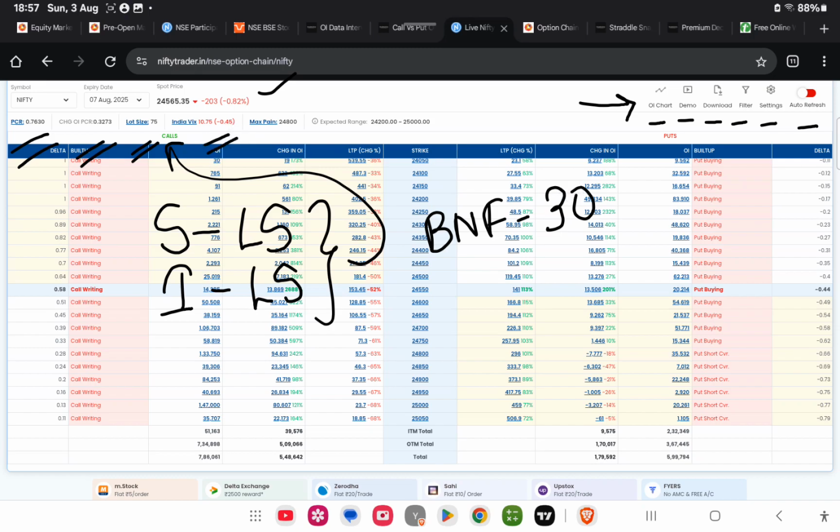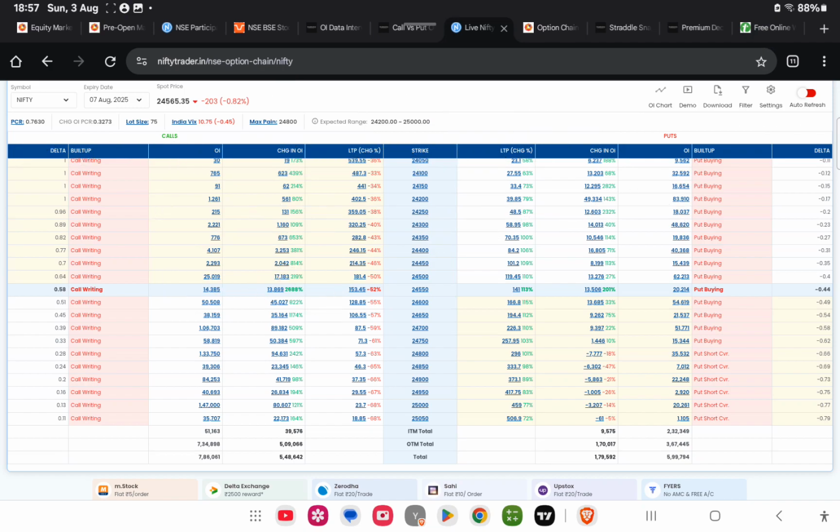Then India VIX, and then max pain. Max pain is where the sellers are expecting the market can close on the expiry date, not the current data. It is always based on the expiry. Now this is the expected range. Expected range always shows you the support and resistance. So 24,200 becomes the support here, and 25k becomes the resistance.